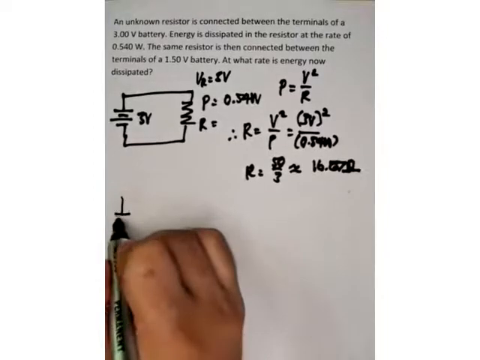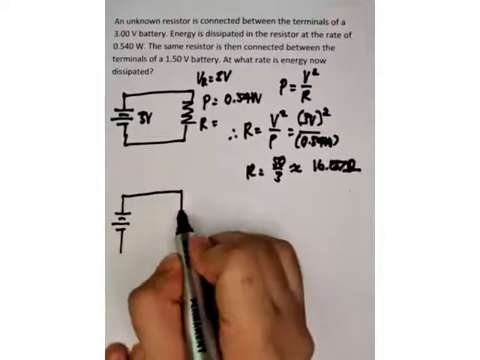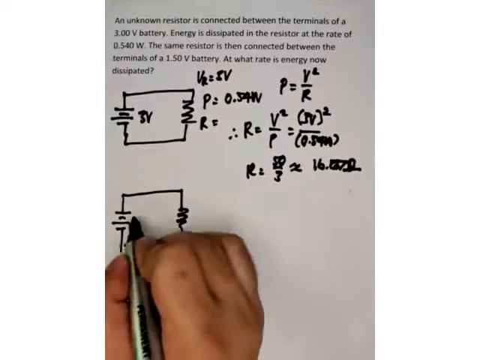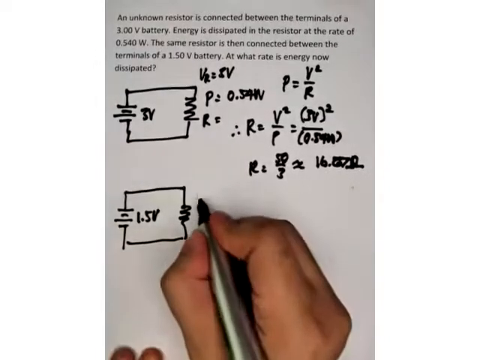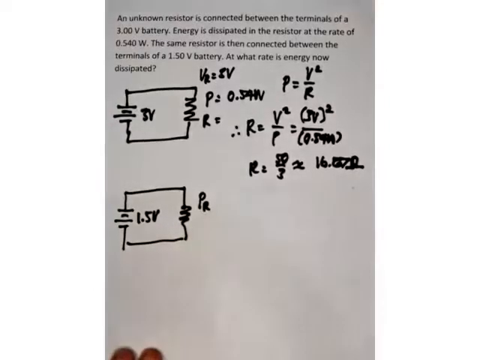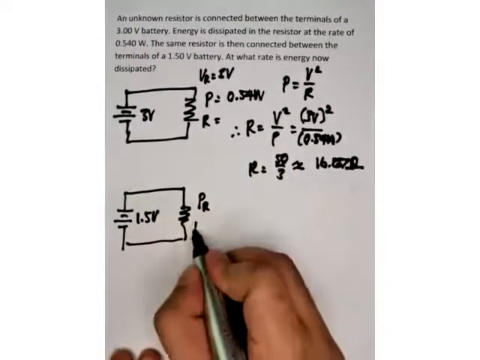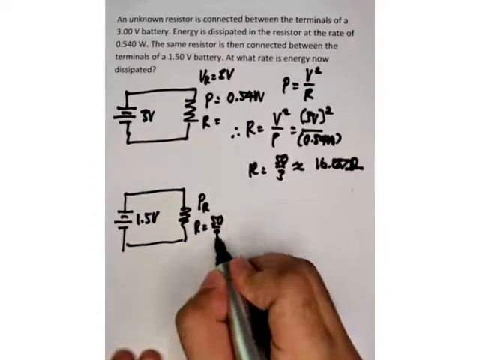6.67 ohms. Wait, teka lang. 3 squared. 3 squared divided by 0.54. Tama. Oh, yeah. Okay, so we have found the resistance. Next, the same resistor is now connected to a battery na ngayon ang voltage niya ay 1.5. Ang tinatanong ay rate of energy now dissipated. Ngayon, ano ngayon yung power dun sa ating resistor? Siyempre, it's the same resistor. So that means it will have the same resistance na 50 over 3.